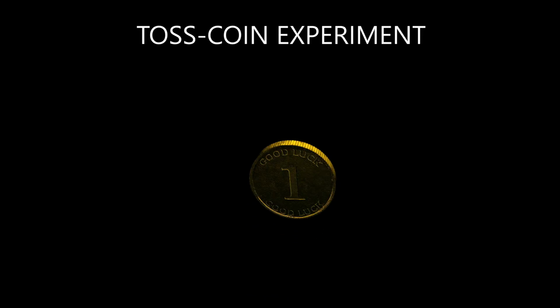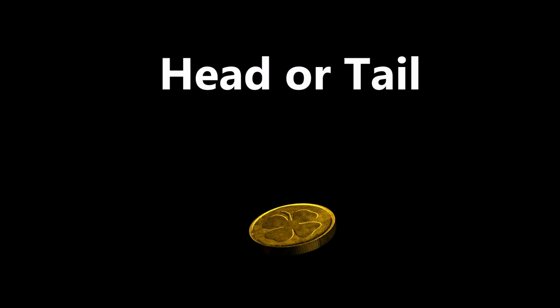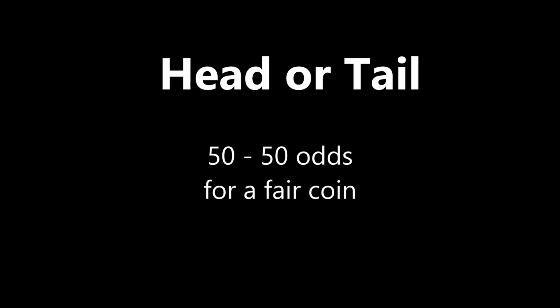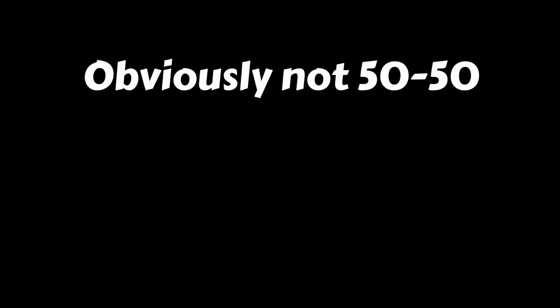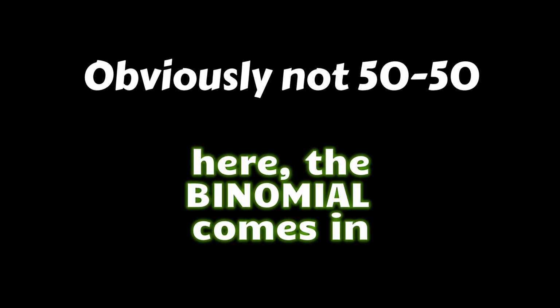Now let's examine a simple toss coin experiment as we've done before, and we'll expand on it. For a toss coin, it's either head or tail, and assuming a fair coin, the odds are always 50-50. Now what happens if we keep on repeating the experiment, tossing the coin, let's say 3 times? What is the probability of getting 1 head, 2 heads, or 3 heads respectively? Obviously, it's not just the 50-50. For this, we need to work the binomial distribution. But before we show the formula, let's break down the intuition first that leads up to the formula.